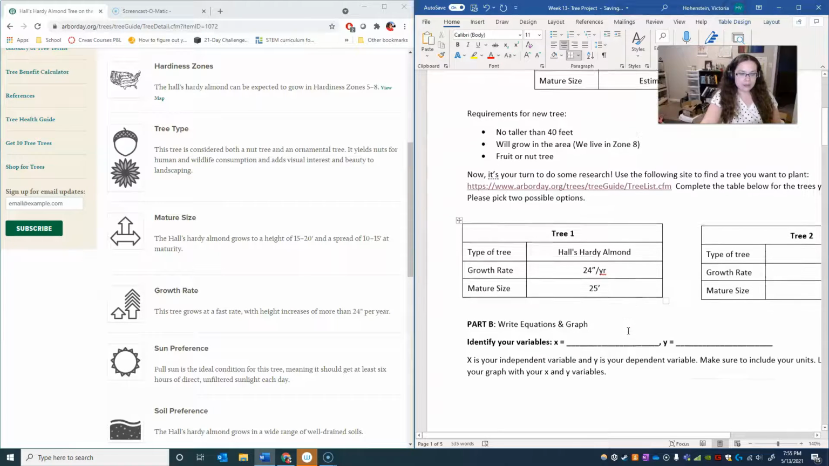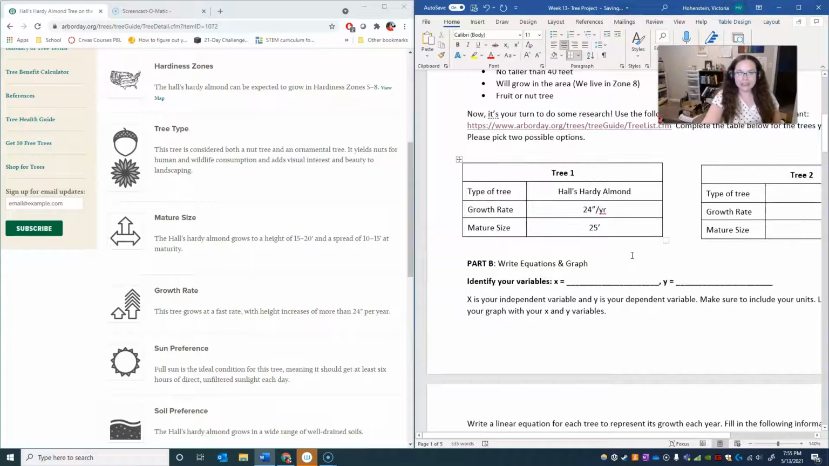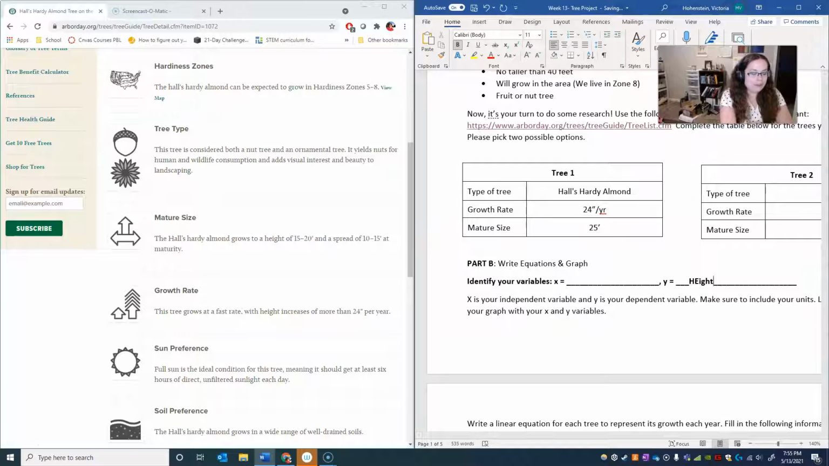For part B, we are going to graph the data. So let's identify our variables, our growth rates. That's going to be the 2 things that are changing. So it's going to be height and years. For Y, that's going to be my vertical axis. That's going to be height. And we're going to measure that in feet, like the height of our trees.